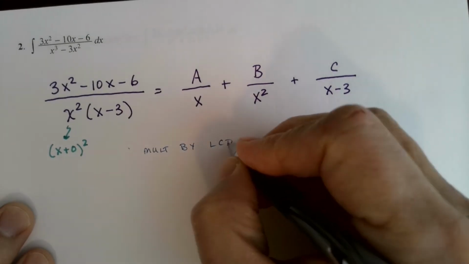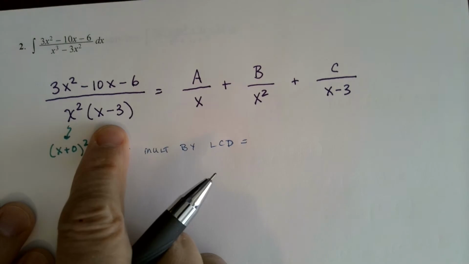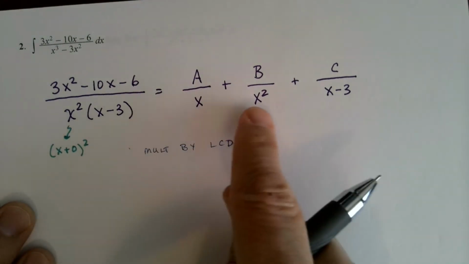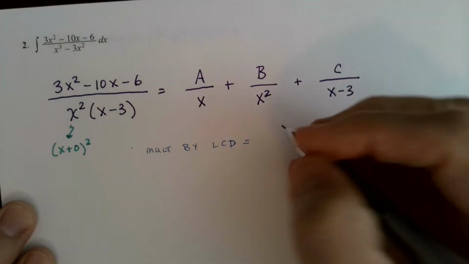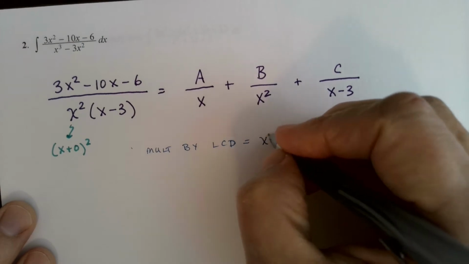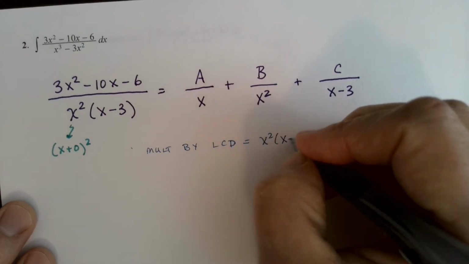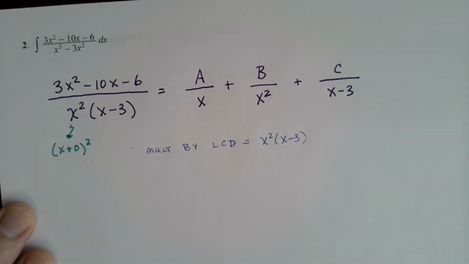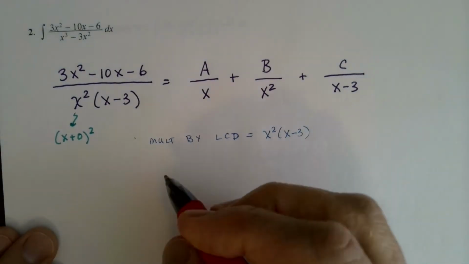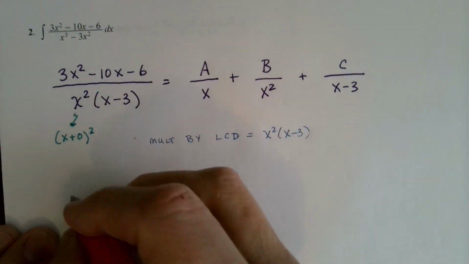And the least common denominator, again, it's always going to be this denominator here, because all of these are already factors of that denominator. So it's just multiply everything by x squared times x minus 3. Okay, so when I do that, what happens? Multiply this side, I just get the numerator.